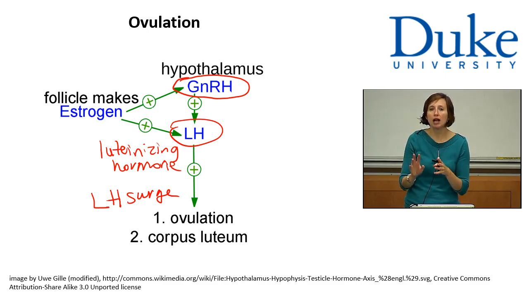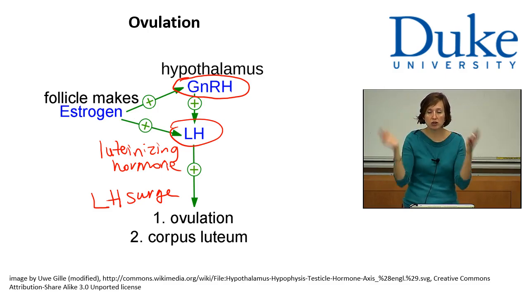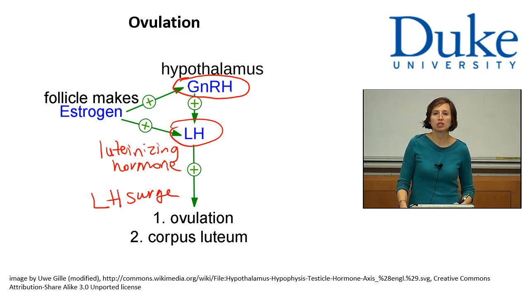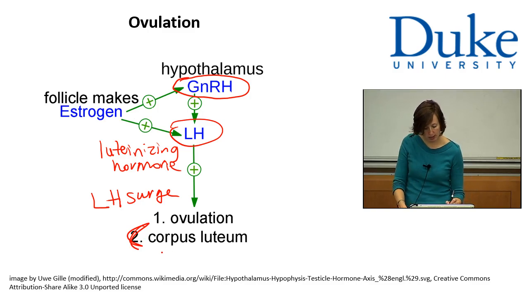However, we still have those granulosa cells and those theca cells that were making estrogen. The follicle that the egg just left behind collapses and forms what's called the corpus luteum, which is going to be a hormone-producing machine, producing estrogen like it was before, but also progesterone.